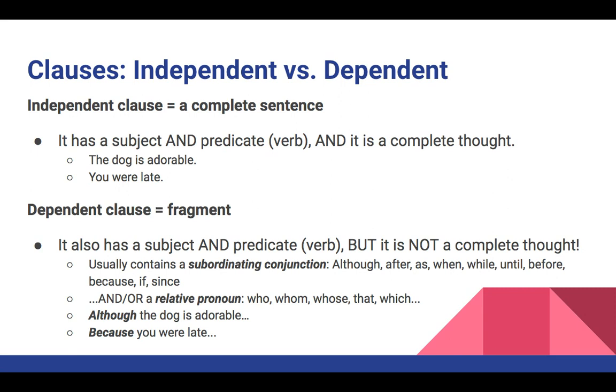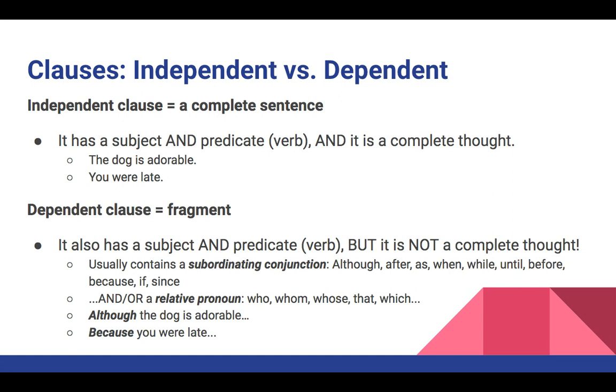So let's look at the examples. The dog is adorable. I have the subject dog and I have the verb is. And it's a complete thought. I'm telling the person what I think. The dog is adorable. Now, if I just wrote the dog is, that's not a complete thought, right? So that would be considered a fragment sentence.